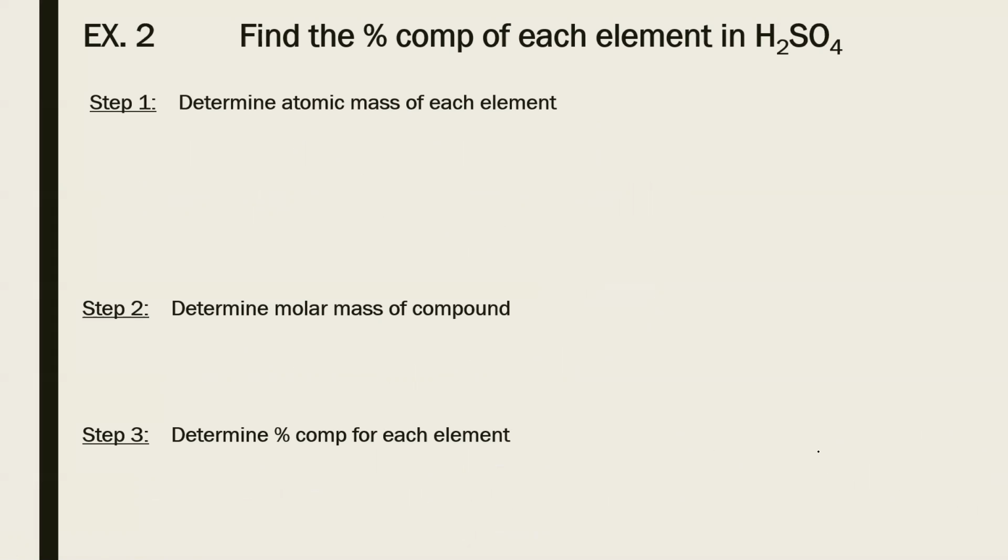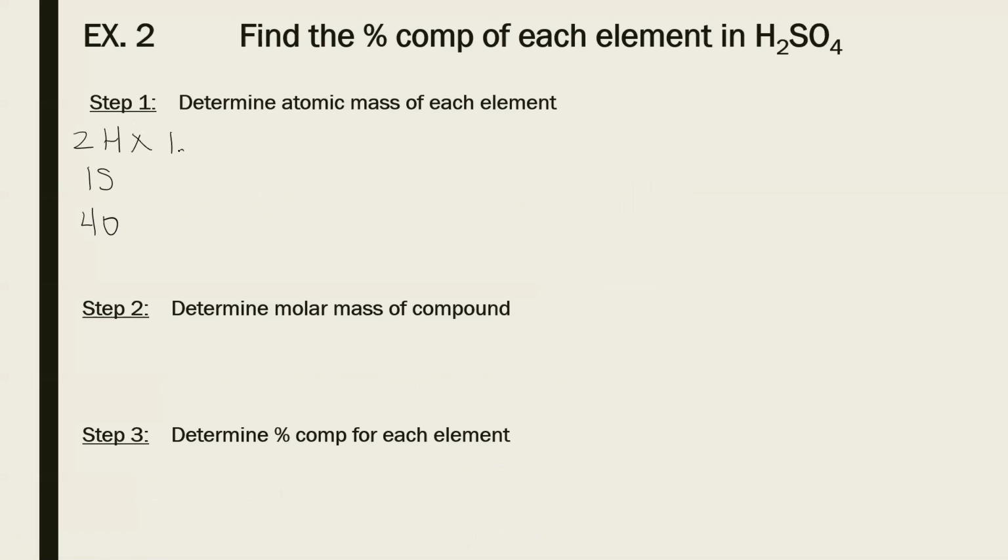Find the percent composition of each element in this compound, H2SO4. So once again, you have to do the same thing first. See how many of each element you have. I've got 2 hydrogen, 1 sulfur, and 4 oxygen.